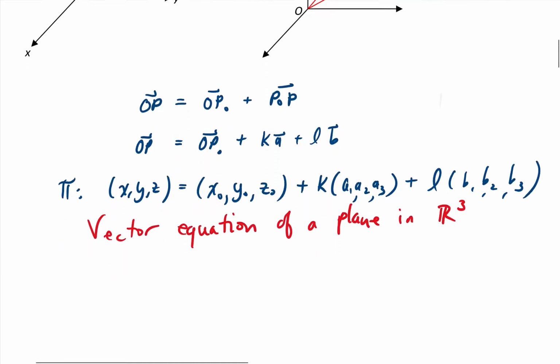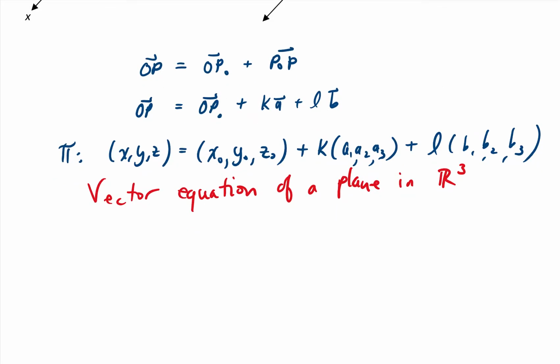So again, to find the equation of a line, we need a known point and one direction. To find the equation of a plane, we need a point and 2 directions.